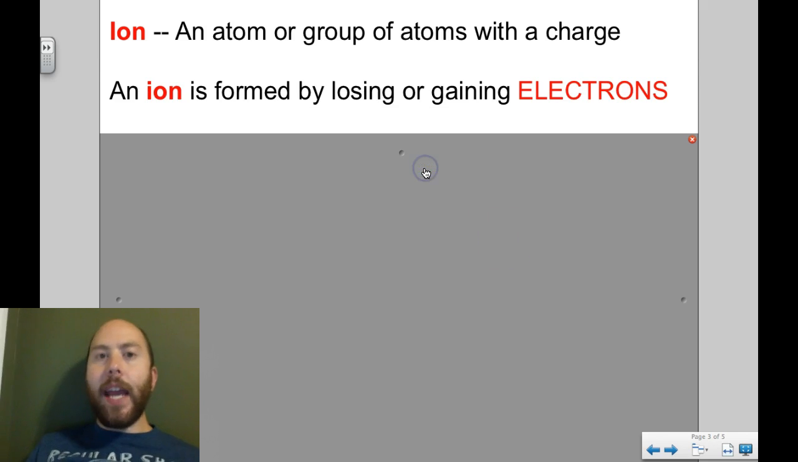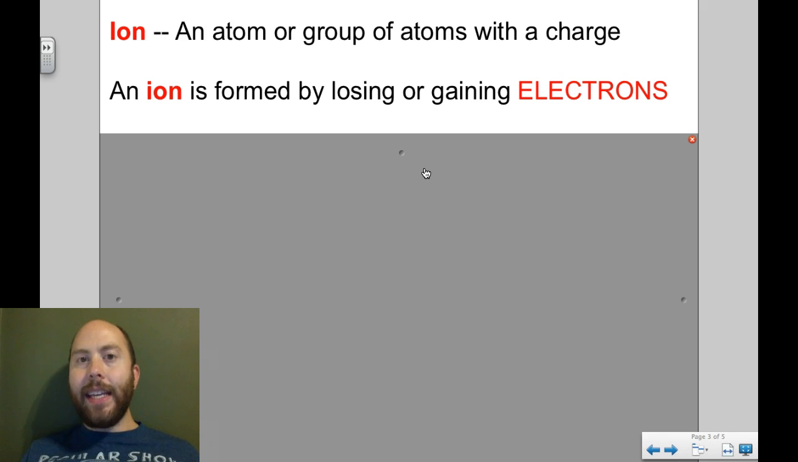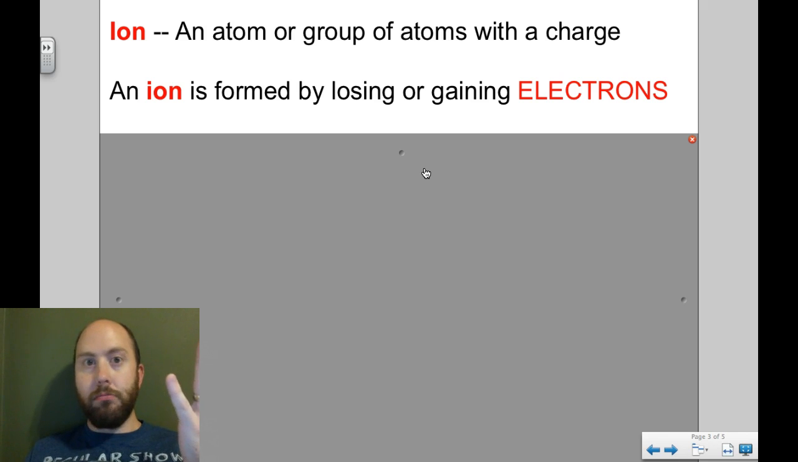An ion is made only by gaining and losing electrons. Because remember, you can't gain or lose protons. If you gain or lose protons, you change the element. If you gain or lose neutrons, that doesn't do much. All that does is change the mass. It makes a new isotope. But if you change the electrons, you're actually changing the charge.